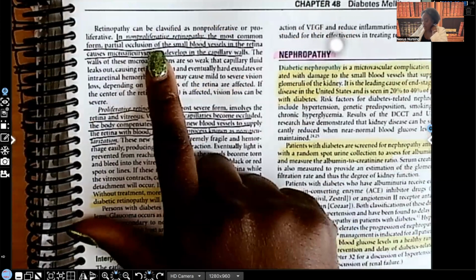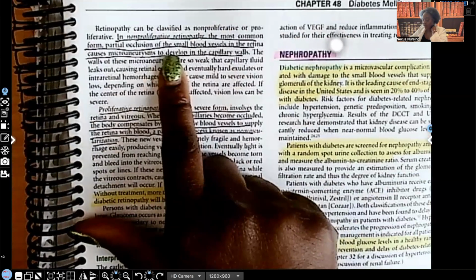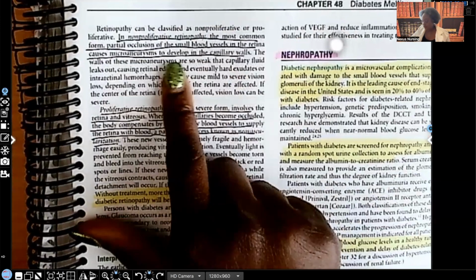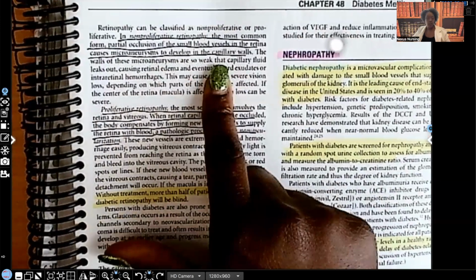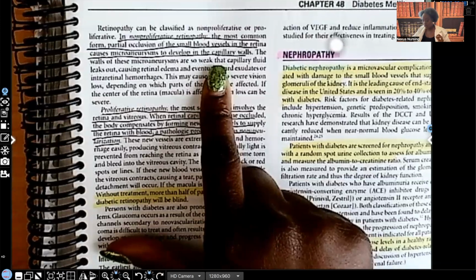In non-proliferative retinopathy, the most common form, partial occlusion of the small vessels in the retina causes microaneurysms to develop in the capillary walls. That's your non-proliferative retinopathy. Okay, now let's talk about proliferative retinopathy.